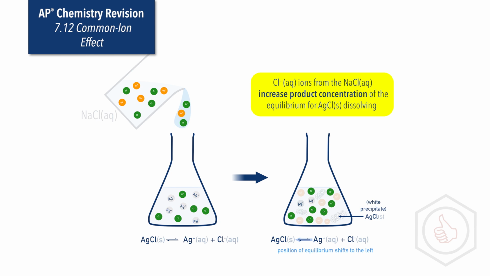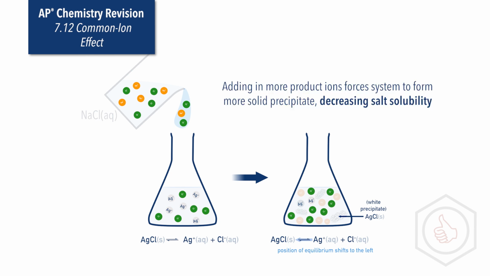This common ion effect is really important when predicting how soluble a salt will be in the presence of other dissolved substances. Even without full calculations, you can explain the common ion effect using equilibrium principles in Le Chatelier's principle. Effectively, adding more of a product ion, like the Cl- ion in our AgCl example, drives the system to form more solid and reduce the concentration of ions in the solution, ultimately decreasing the salt's solubility.